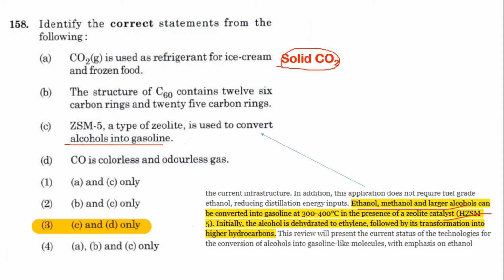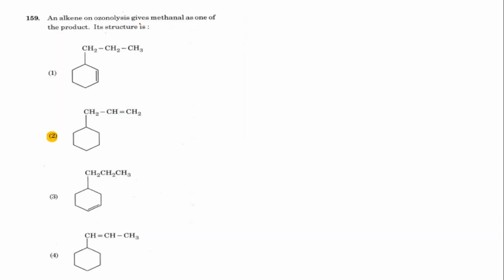So option 3rd, C and D is correct. An alkene on ozonolysis gives methanol as one of the products. Its structure is dash. So here few alkenes are there. So on ozonolysis it produces methanol. So which of the following will be the product?